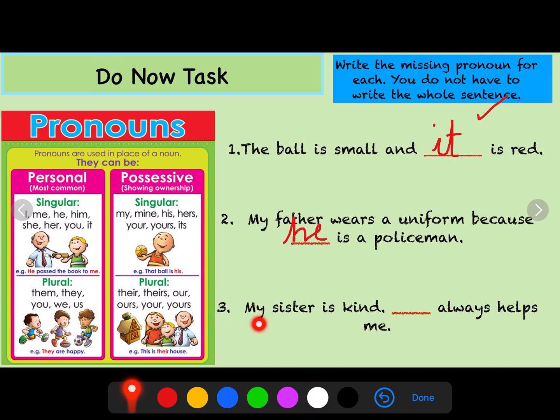Number 3. My sister is kind. Something always helps me. Which pronoun from here would fit in that sentence? Write it down. Super, the answer is she. My sister is kind. She always helps me.